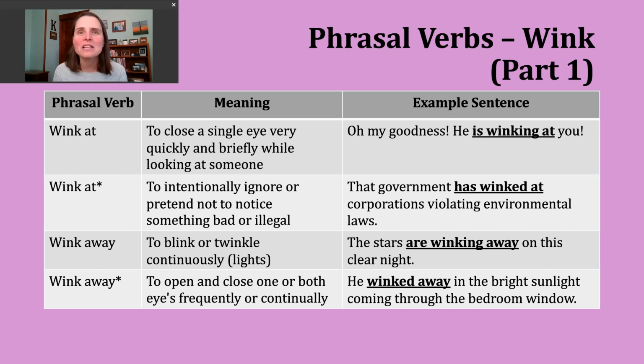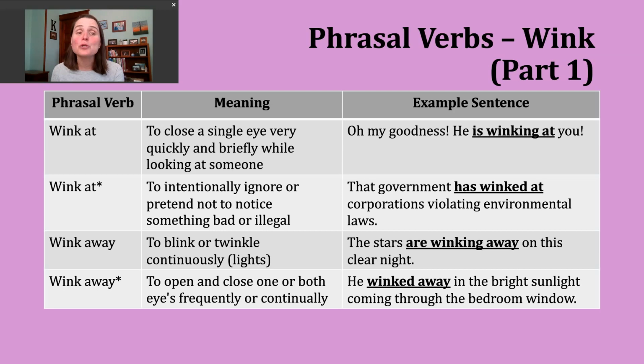So an example of this might be, oh my goodness, he's winking at you. Right? So maybe I'm noticing that someone looks to be flirting with one of my friends, right? I might say something like that. He's winking at you is an example of the present progressive or the present continuous. I'm talking about something happening right now.